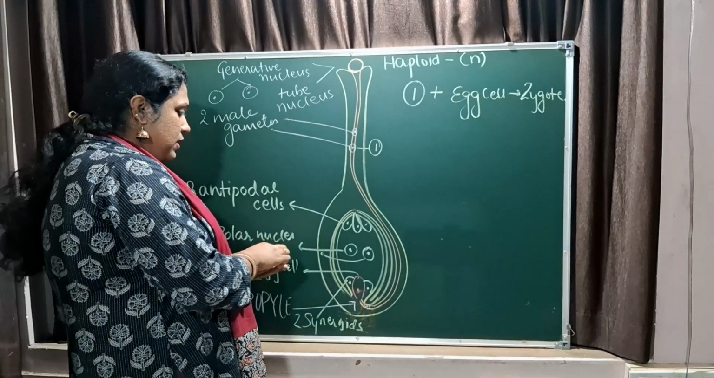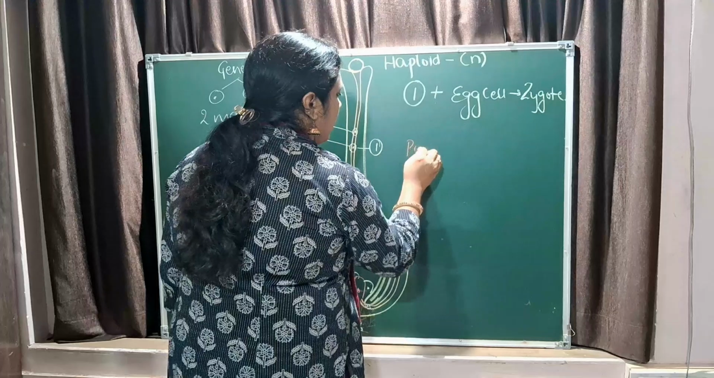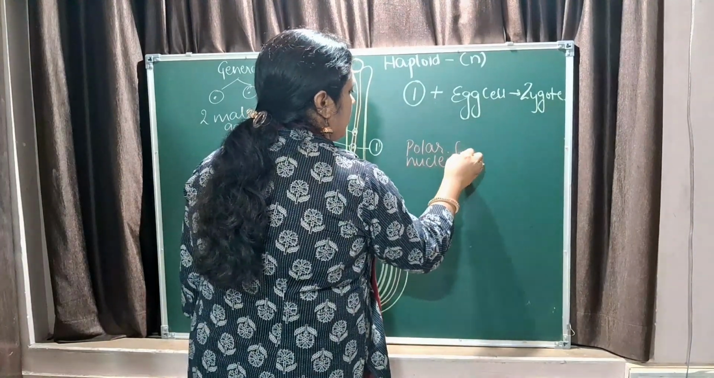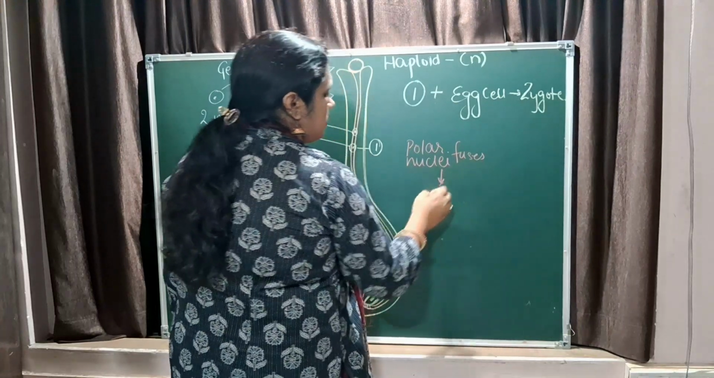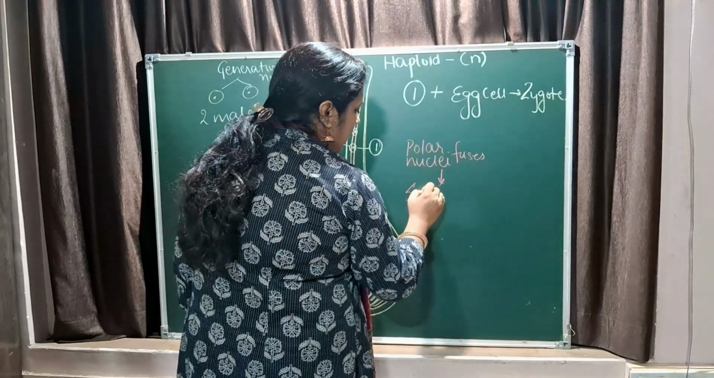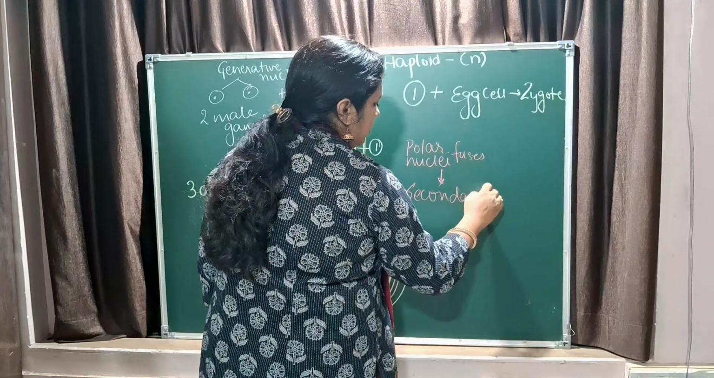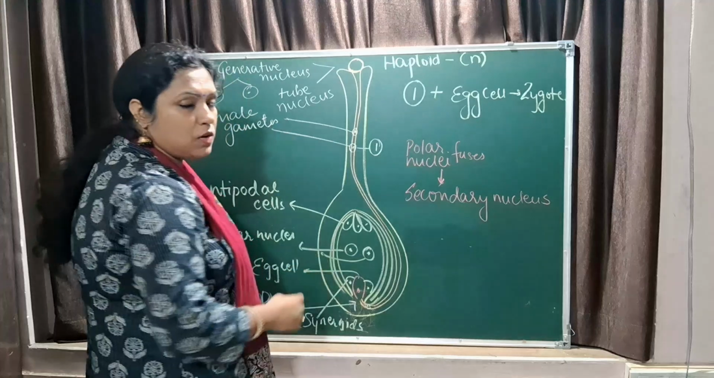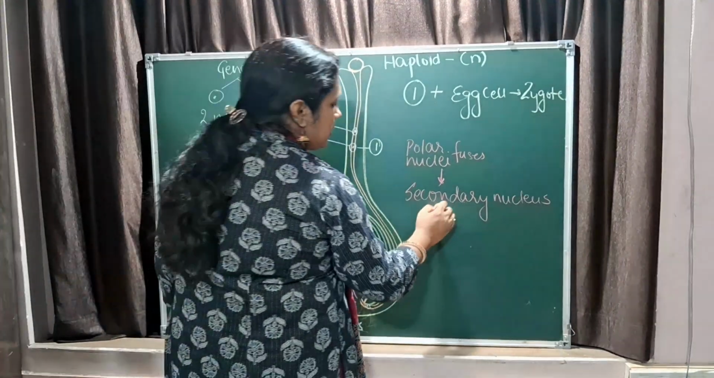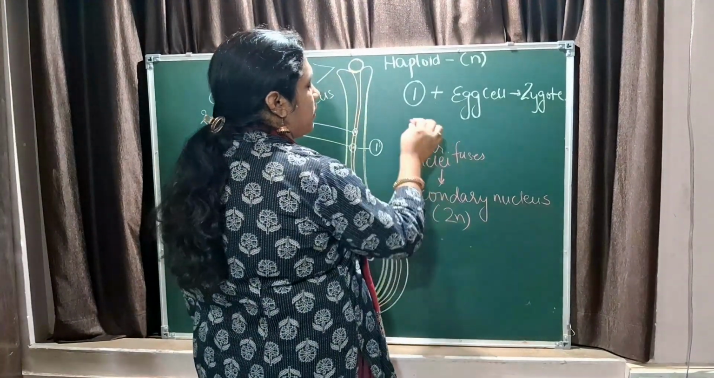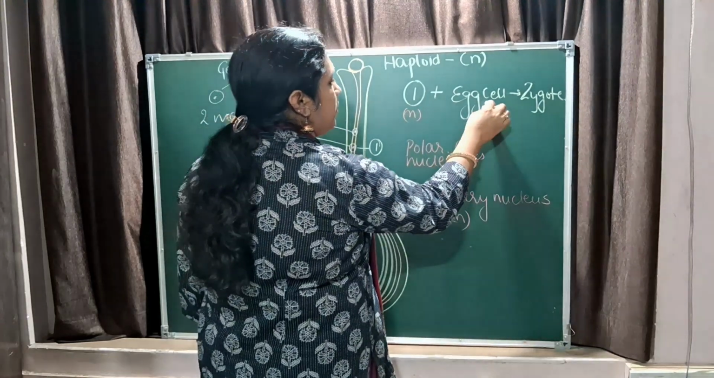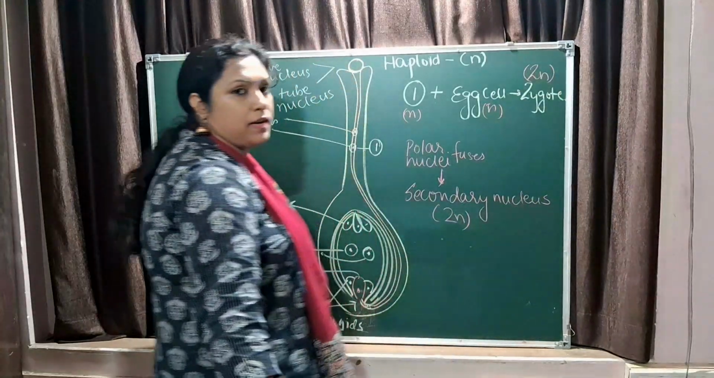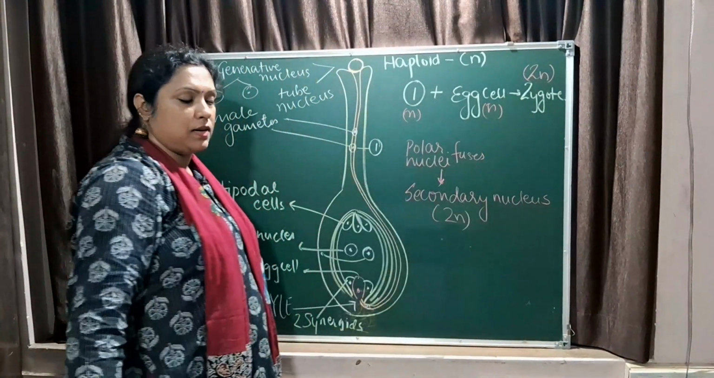Next step, what happens? These two polar nuclei fuse. Okay, and once it fuses, it produces a secondary nucleus. Now this secondary nucleus, as these two polar nuclei were haploid, N, the secondary nucleus becomes a diploid cell. Male gamete is N, female gamete is also N. The zygote formed is 2N, diploid. It will develop into embryo and the plant.